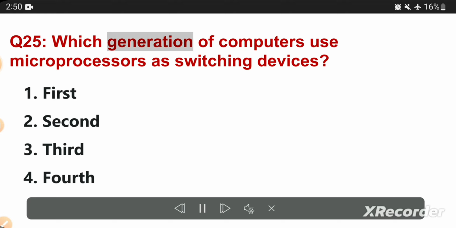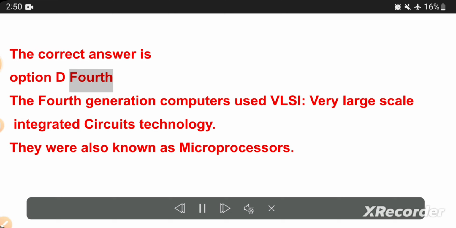Q25. Which generation of computers use microprocessors as switching devices? First, second, third, fourth. The correct answer is option D, fourth. The fourth generation computers used VLSI, very large scale integrated circuits technology. They were also known as microprocessors.